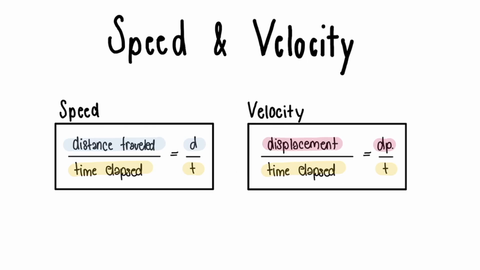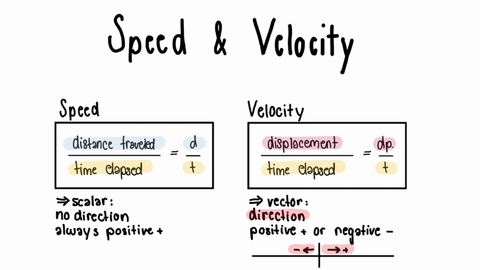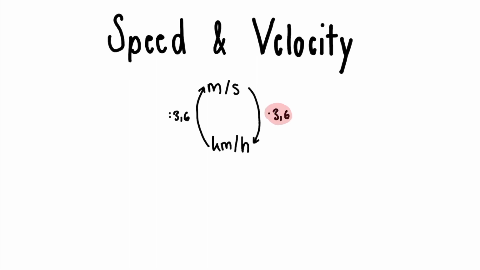Now to show the differences again, we have a quick review. Speed is a scalar, so it has no direction. It is always a positive number, whereas velocity can be positive or negative. The sign gives information about the direction. Another thing to remember, you often have to convert kilometers per hour to meters per second or vice versa. These numbers help you to do this in about 2 seconds.